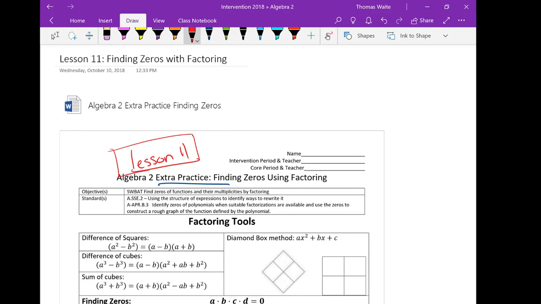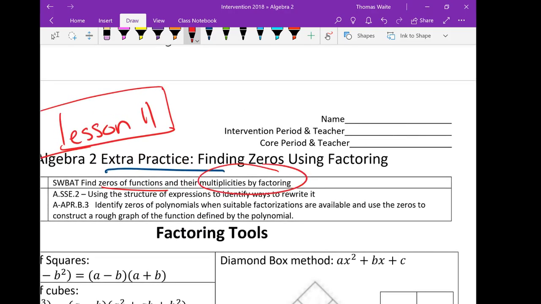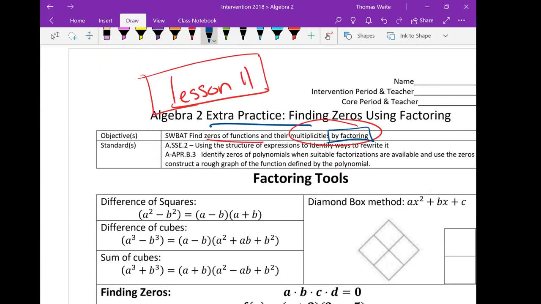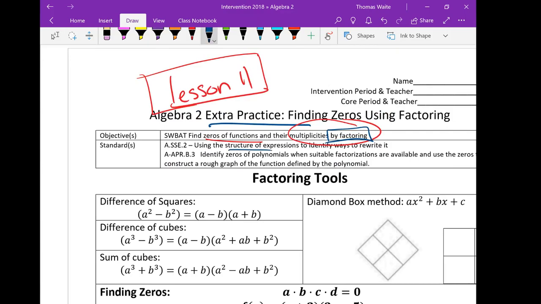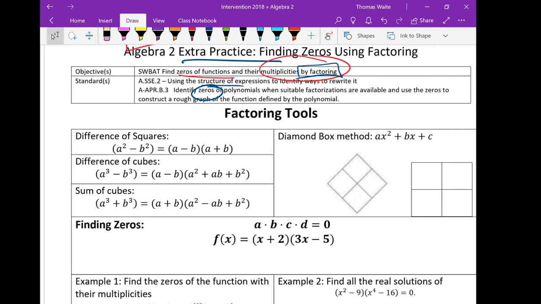The objective for today is to find zeros of functions and their multiplicities, and the way we're going to do that is by factoring our polynomials down to help find zeros. So there are the standards we're focused on. With this one, this sort of ties together too. We're going to be using the structure of our expressions, so what they look like, to help rewrite them. And then once we've rewritten, we'll be able to identify our zeros very easily. So that's our goal.